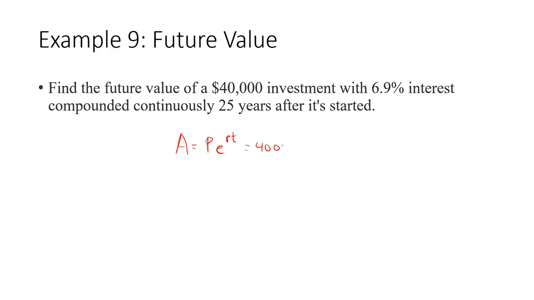And so that's 40,000 times e, or 2.71828, to the power of 0.069 times 25. Well, that's 40,000 e to the 0.069 times 25, 1.725. If you plug that into your calculator, $224,500.84. Please let me know if you have any questions about this section.